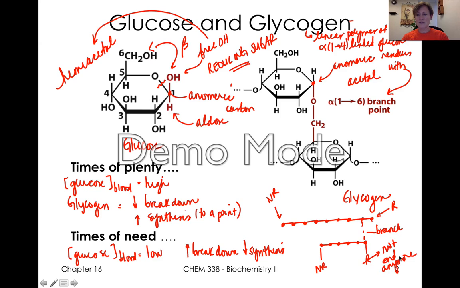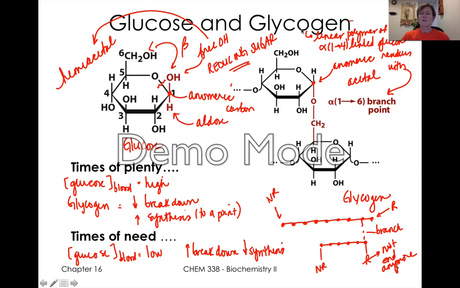What that does is eliminate a reducing end. That's not an end anymore because it's connected here, but it introduces another non-reducing end. So every time we branch, we increase the number of non-reducing ends. And again, our activity is going to go through that a lot more.